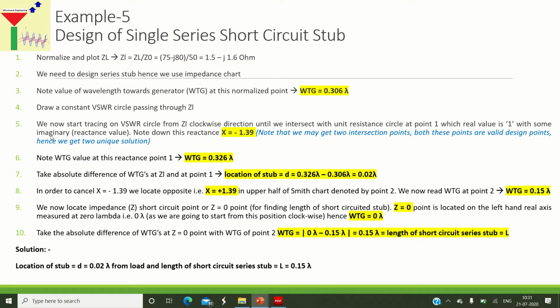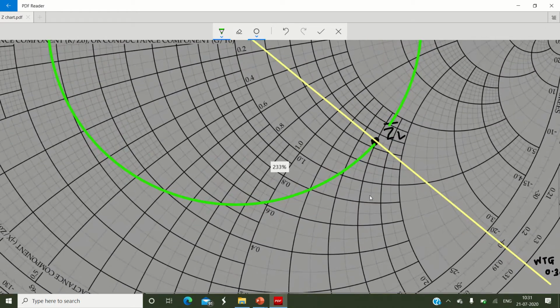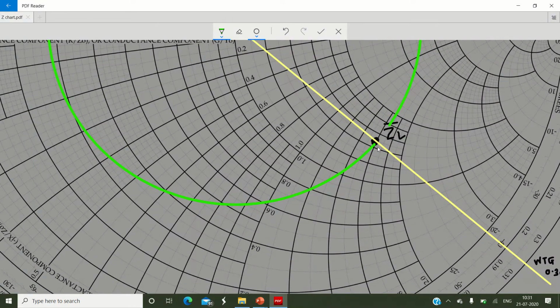Now the next step is to start tracing on this VSWR circle from ZL bar in a clockwise direction until we intersect the unit resistance circle at point number 1. So we'll open the Smith chart. I will zoom in into this particular area. I will put a cursor on this ZL bar and start traveling on this green VSWR circle in a clockwise direction. Please remember, we always need to move in a clockwise direction.